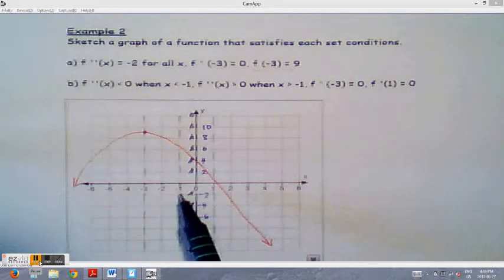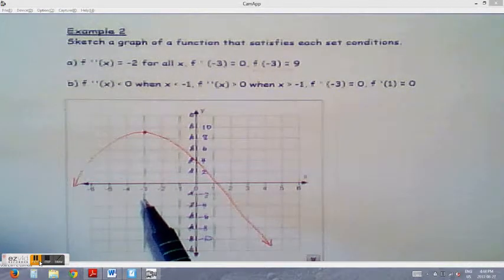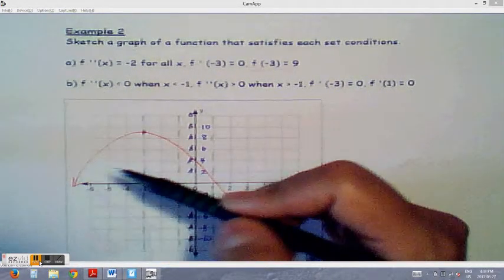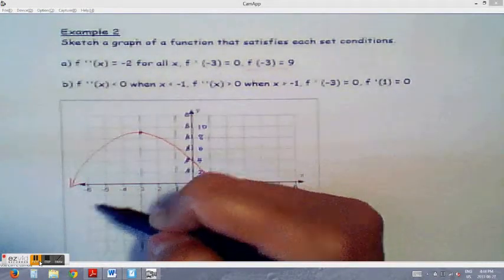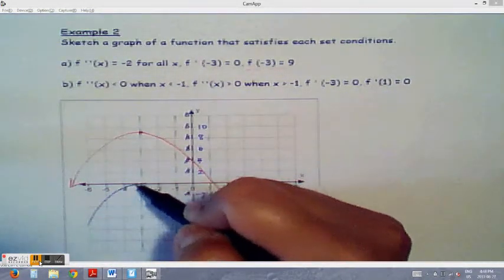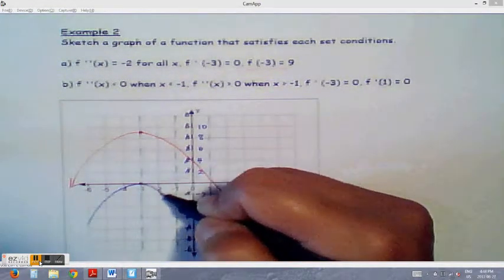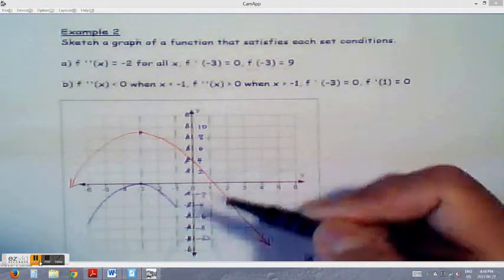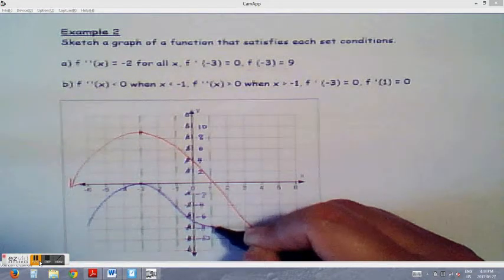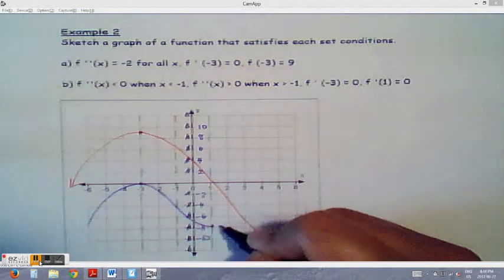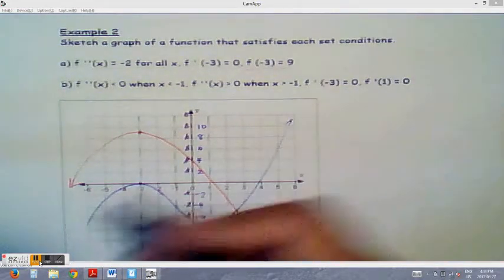Since when x is smaller than -1, we are concaving down, that means there's going to be a local maxima at -3. I'll do this in another color. Just to sketch, remember it's just a sketch. It's concaving down with a local maxima at -3, and then we're going to concave up with a local minima at 1. And then remember the function keeps going.